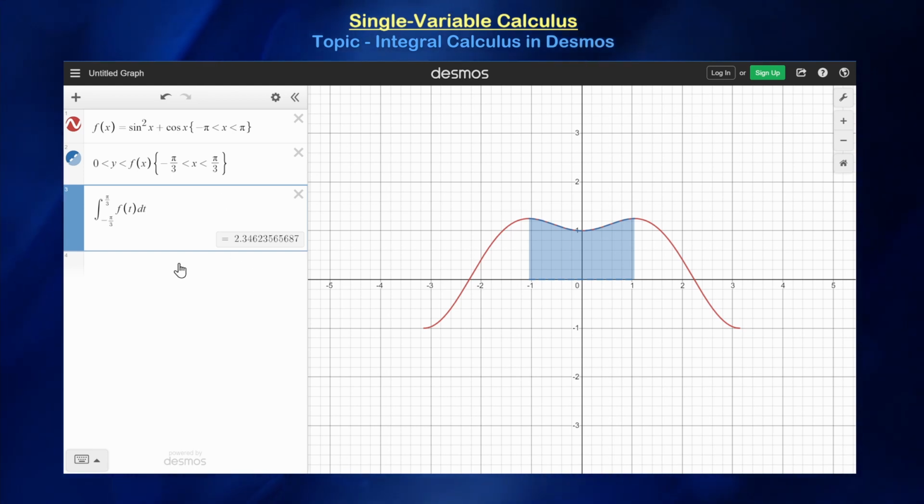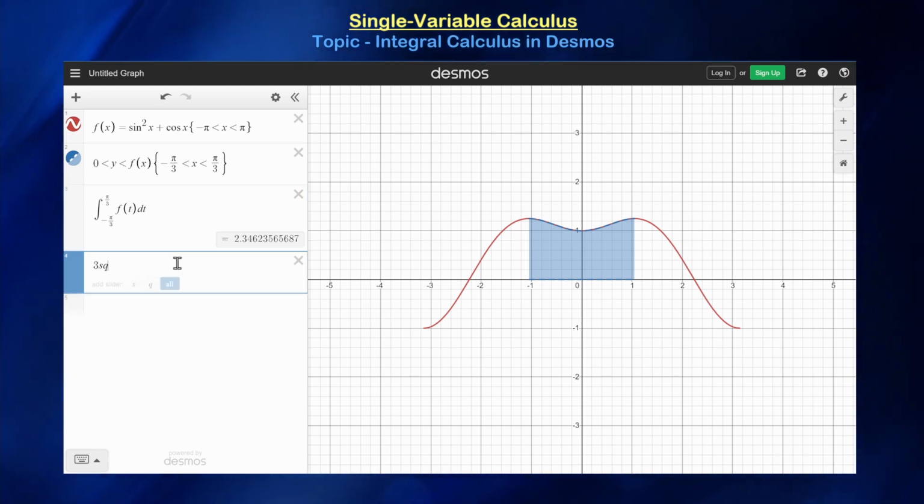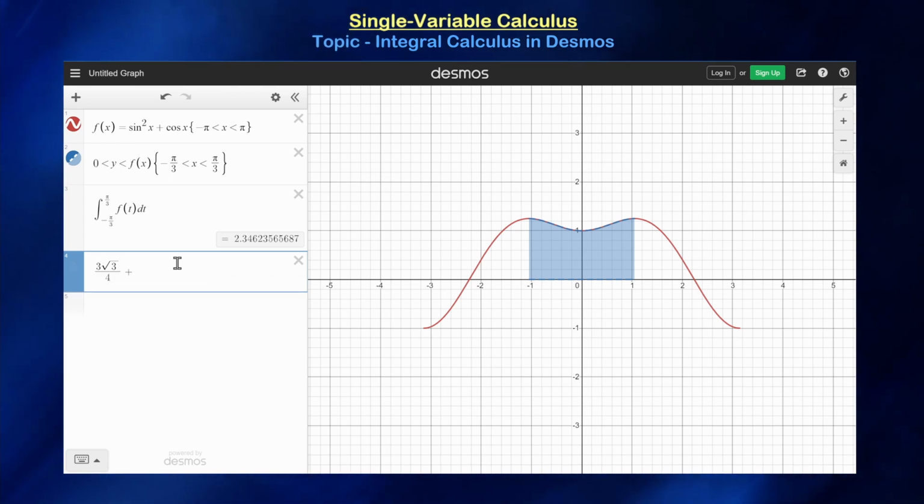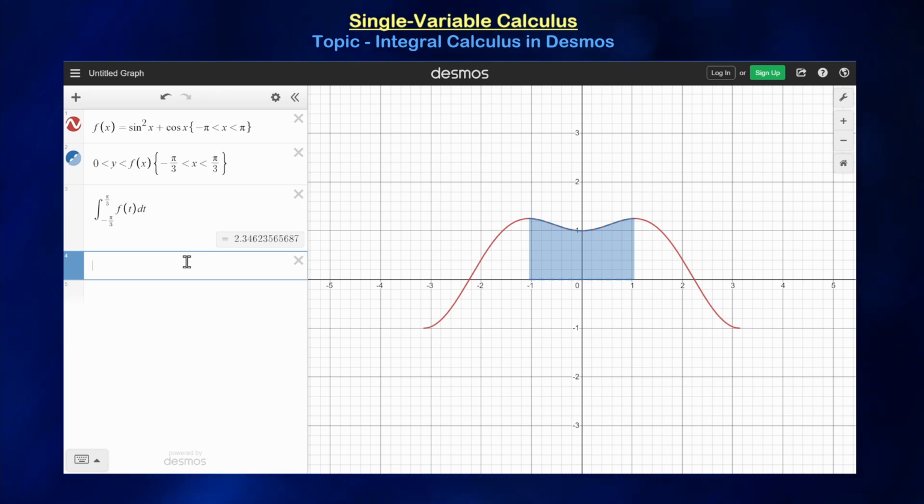So is that the same exact number that I specified before? We can try that. 3 square root of 3 divided by 4 plus pi over 3 does in fact give us the same exact solution, which I at least conjectured was the answer before. So those are some of the basics of integral calculus in Desmos.